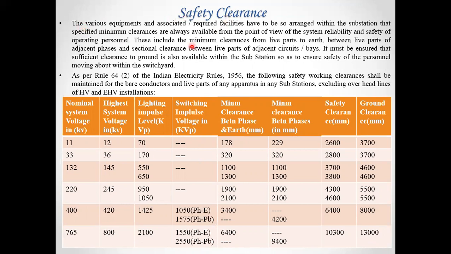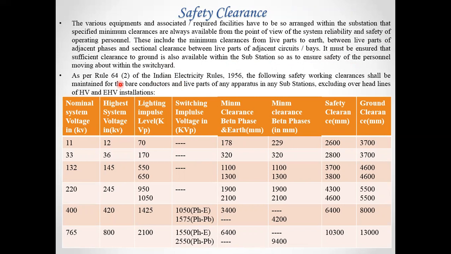So the safety clearance is very much important. What are the equipment and the required facilities we are using in the substation? It should have the minimum clearances, and it should ensure system reliability and safety of the operating personnel. This should include the minimum clearances from the live parts to the earth. What should the clearance be from the earth to the live parts? And it must be ensured that sufficient clearance to the ground is available within the substation, so as to ensure the safety of the personnel.